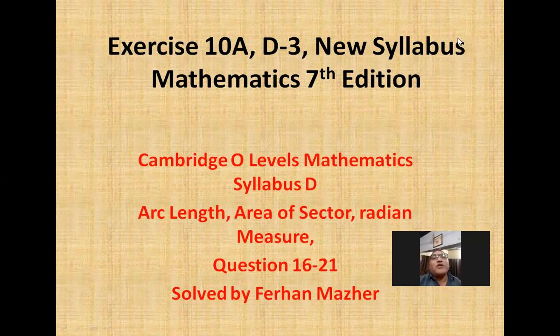Today, we are working on the syllabus, and we have selected exercise 10A. This is from the book D3. The name of the book is New Syllabus Mathematics 7th edition. This chapter is about arc length, area of the sector, and the radian measure. Today we are going to solve exercise 10A, question number 16 to question number 21. So let's start today's exercise.